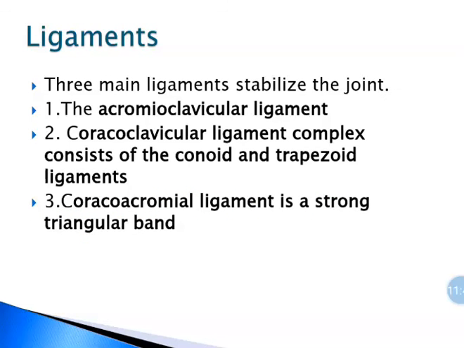Ligaments. Three main ligaments stabilize this acromioclavicular joint. Acromioclavicular ligament, that is one. Then we have coracoclavicular ligament complex that consists of ligaments of conoid and trapezoid. And third, we have coracoacromial ligament, which is a strong triangular band.